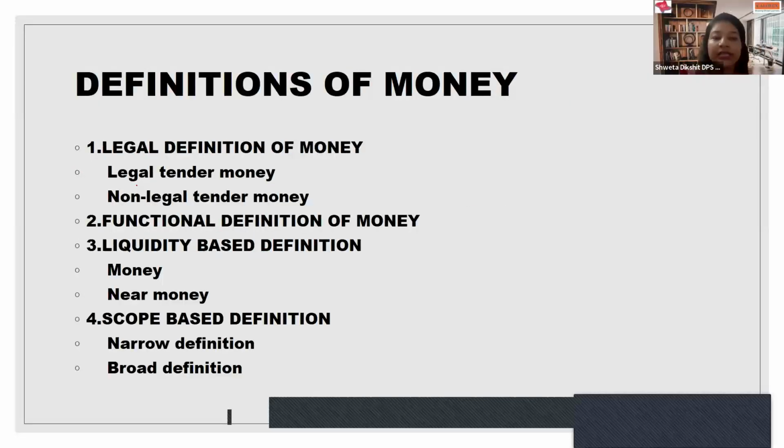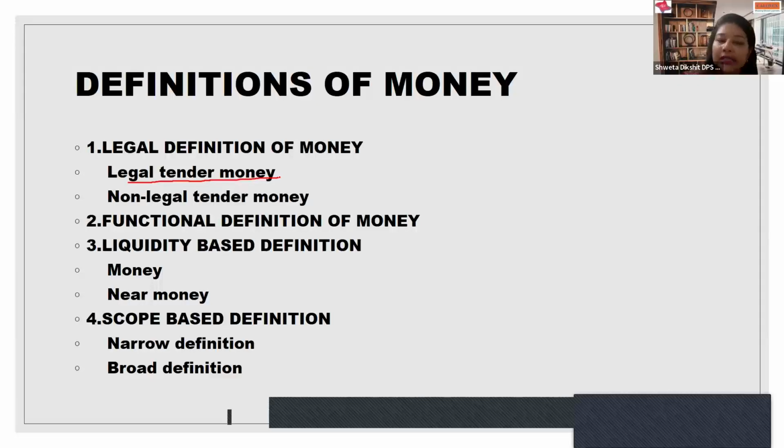Now, legal tender money is the kind of money which is legally completely supported by the government of that country. For example, in India, INR, Indian rupees, is legal tender money. Why? Because here legally everyone is authorized and bound to accept the only currency, which is Indian currency.